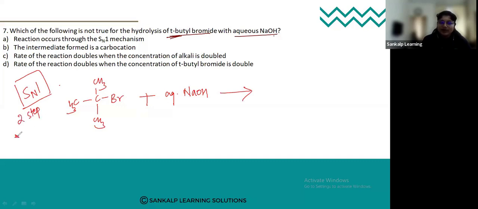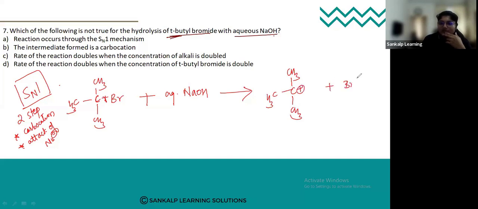So one step involves the formation of carbocation, and the second step involves the attack of nucleophile. So first step: let us form the carbocation. This bond is broken heterolytically, the C-Br bond is broken, and a tertiary carbocation is formed. So this is the first step. Like this, the carbocation should be written properly.